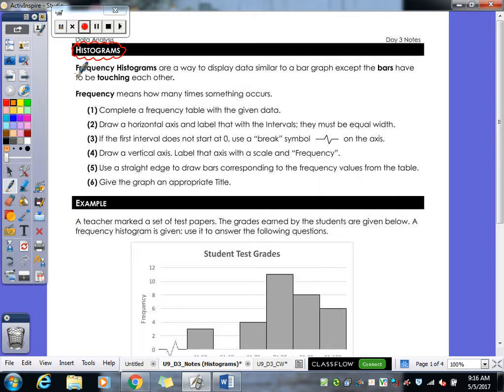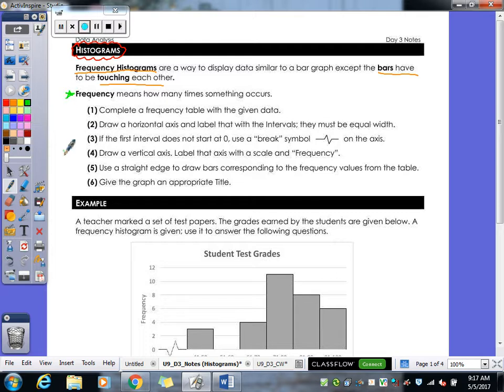So our first kind is a frequency histogram, which is a way to display data similar to a bar graph. And the bars have to be touching one another. You cannot have spaces in between those. Otherwise, it is no longer a histogram. It is now just a bar graph. So they have to be touching. A frequency means how many times something occurs.